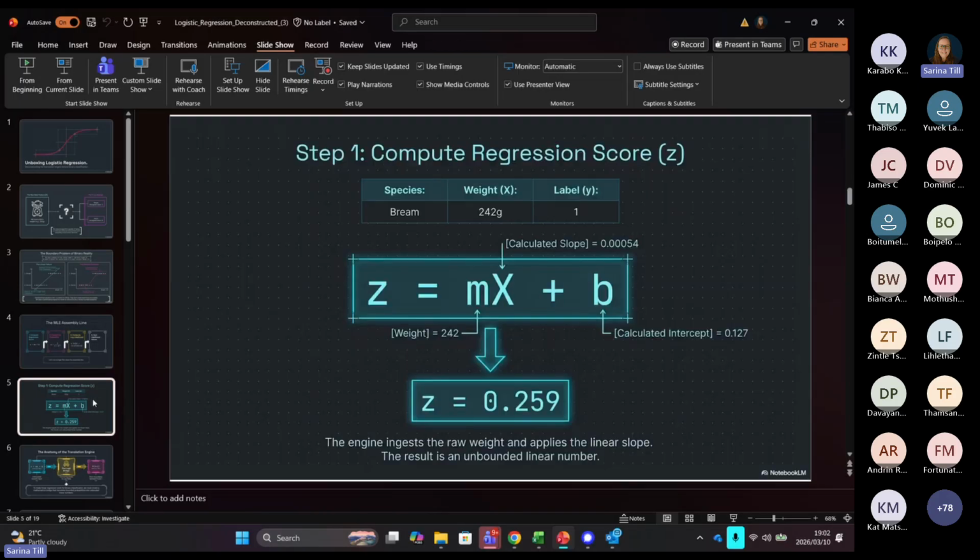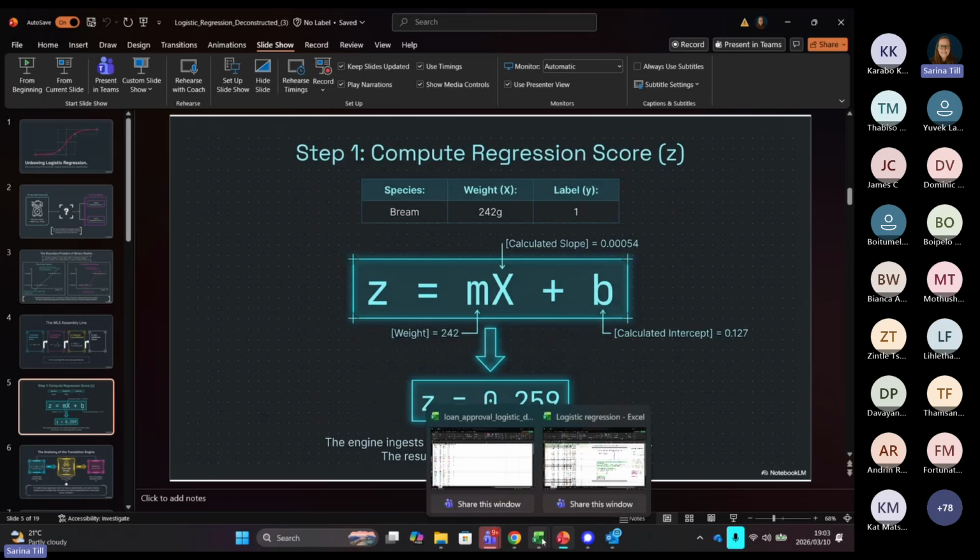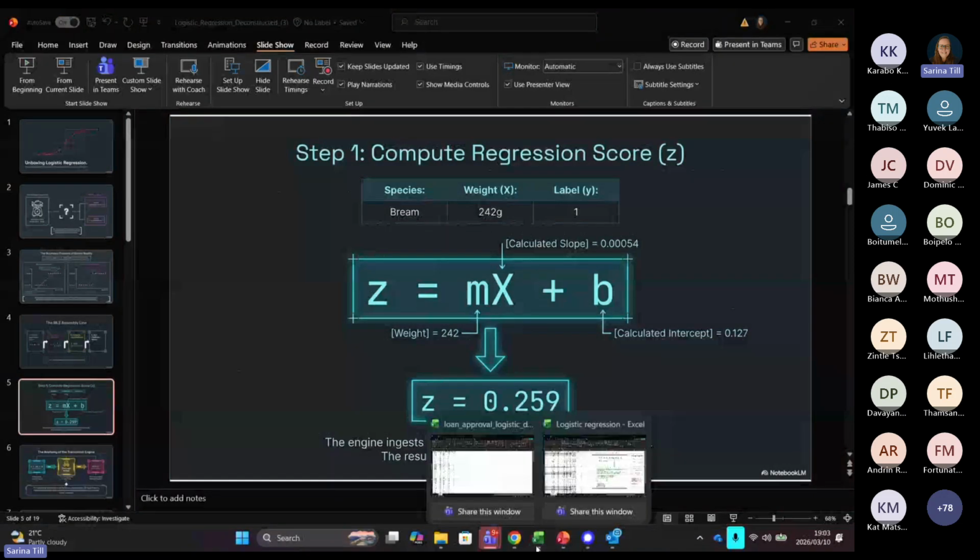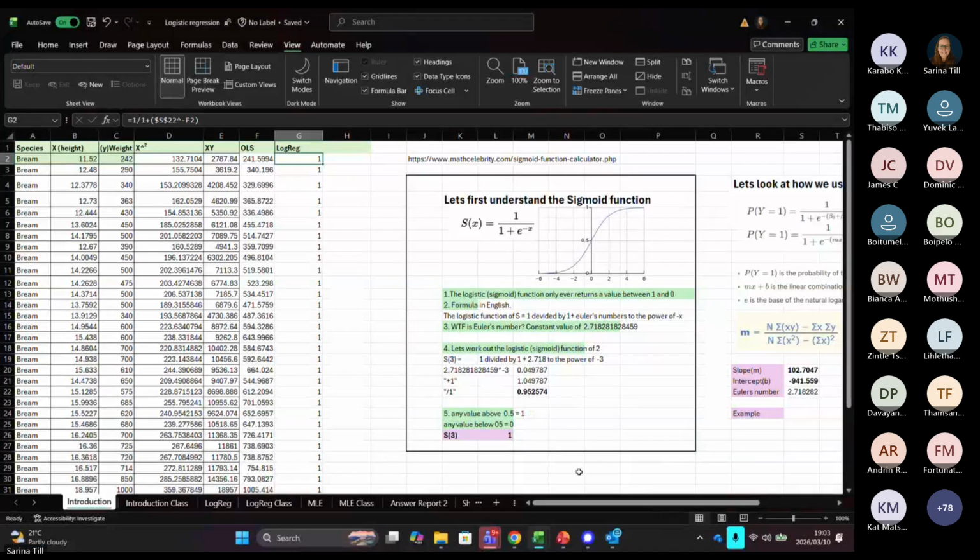So let's look at step one, okay? Compute the regression score. So we're going to open this spreadsheet that I shared with you all on the Google Drive, and we're going to take a look at that. Some of this looks very familiar, right? We are literally going to go and say, can we please work out OLS?